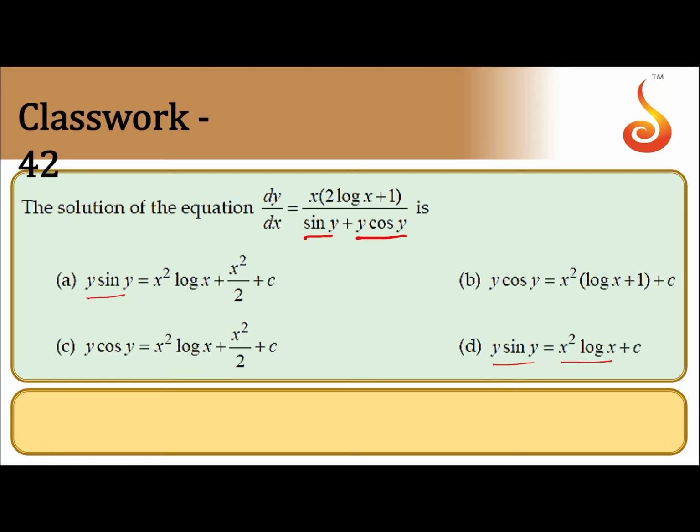Let me take up the derivative of x square log x. It is 2x into log x plus log x is 1 by x. I think it suits the answer. Therefore, by verification, I could say D is the answer. y sine y is equal to x square log x plus constant.